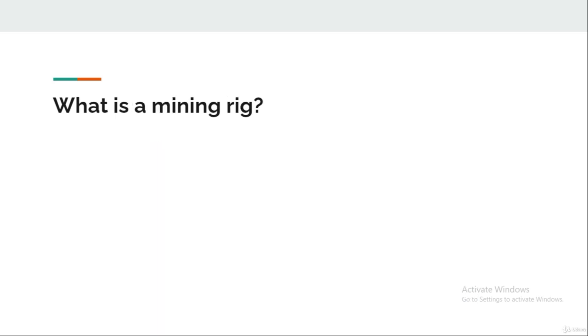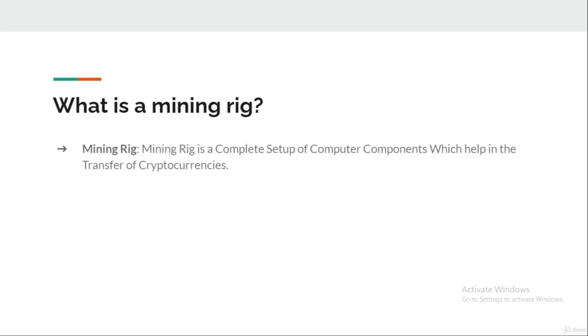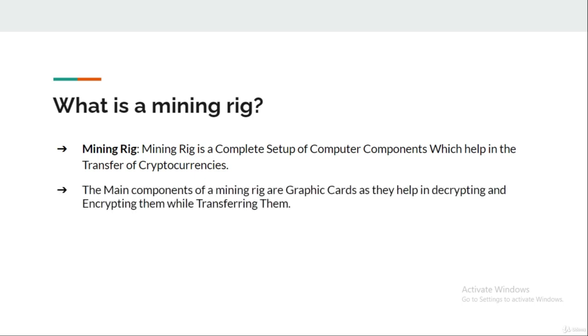So, what is a mining rig? What are its components and what is its efficiency? A rig is a complete setup of computer components which help in the transfer of cryptocurrencies. You can also mine cryptocurrencies with your local computer. The mining rig consists of several parts, but the main components are graphic cards, as they help in decrypting and encrypting bitcoins while transferring them, but not just bitcoins, every cryptocurrency. Thus, the higher the number of graphic cards, the higher the efficiency of the mining rig, and the higher the earnings.